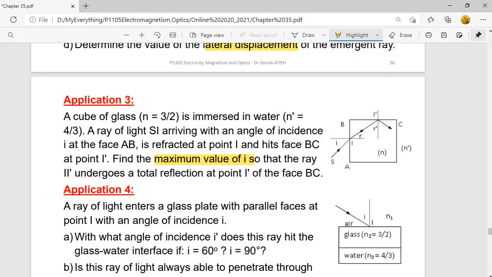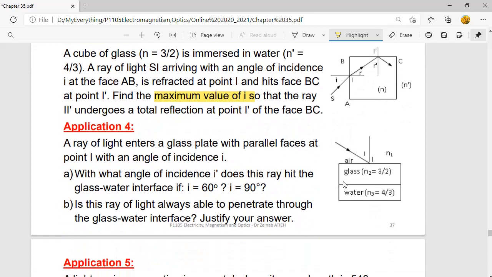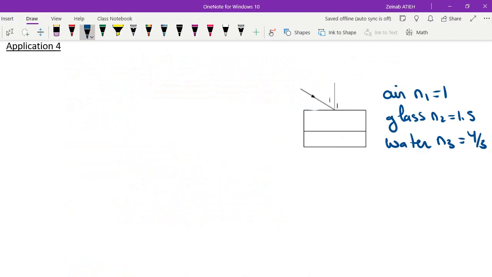Now let's do application 4. A ray of light enters a glass plate with parallel faces at point I with an angle of incidence I. So here we have air, glass, then water. With what angle of incidence I prime does this ray hit the glass-water interface if I equals 60, and if I equals 90? So we have to solve both ways, if I is equal to 60 and if I is equal to 90. First we will take I equals 60 degrees.